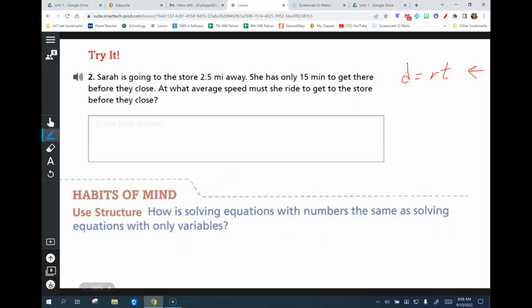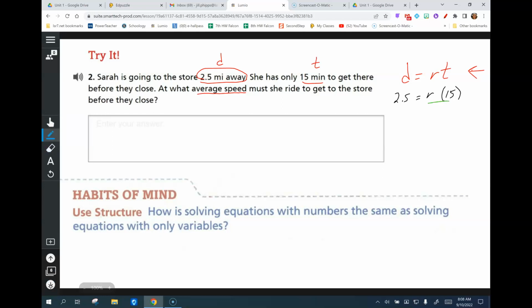Okay, so Sarah's going to the store that is 2.5 miles away. That is our distance. She only has 15 minutes to get there. That is our time to get there. At what average speed must she ride to get to the store before they close? So we want to find the average speed. Now, if we were in any other unit besides literal equations, we would just take and plug in all this information. We would have 2.5 is equal to rate times time, which is 15. And then we would just solve this equation.